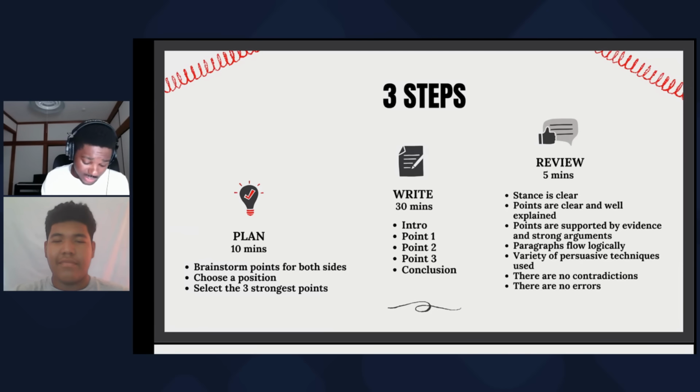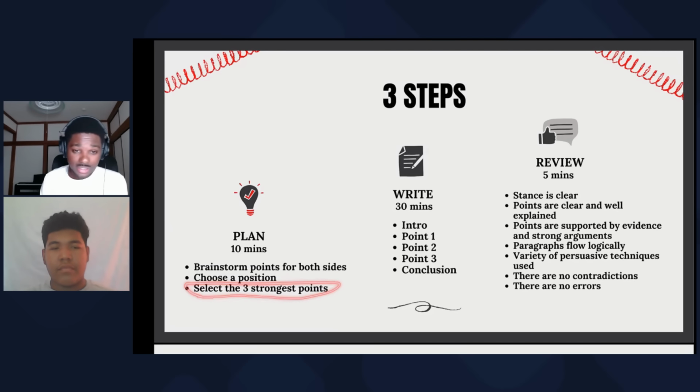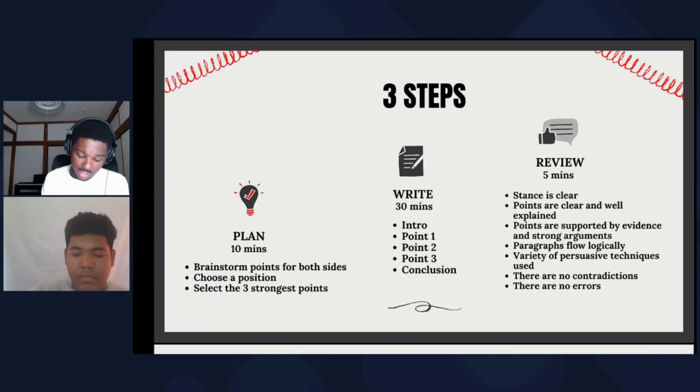We're going to get into the different elements of planning, because you got to do 3 things while you're planning. You have to look at different points you can argue for both sides, for and against. When you look at both sides, you're able to choose which side is better for you, which side is easier to argue. And then you're going to choose 3 points and write your essay based on those 3 points. Usually, planning takes about 10 minutes.